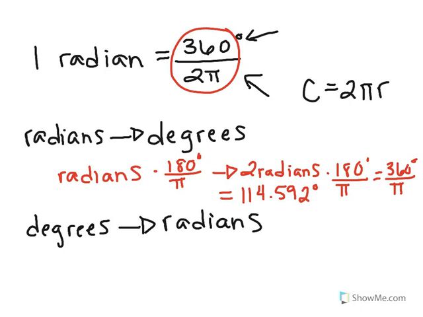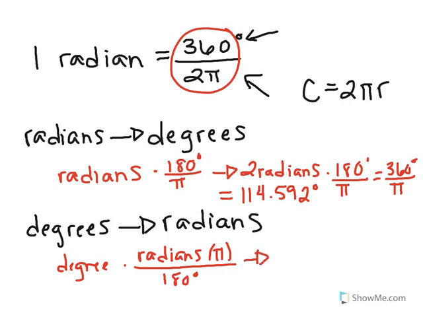So how do I go the other way around? Well, it's just the exact opposite. I'm going to take the degree measure that I have, and I'm going to multiply that by the radians that I have, with pi, and I'm going to divide that by 180 degrees. So it's just the opposite. So let's say I want to convert 60 degrees into radians. I'm going to take that, multiply it by pi, since radians are measured in pi, and divide it by 180 degrees.